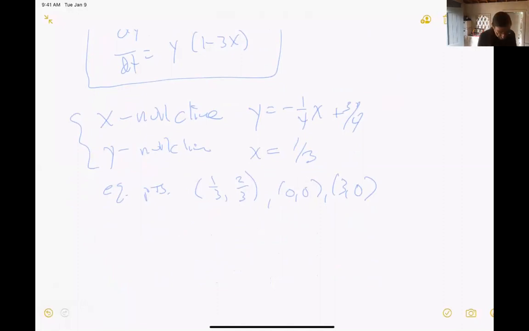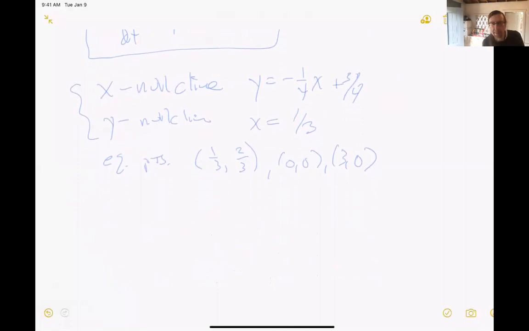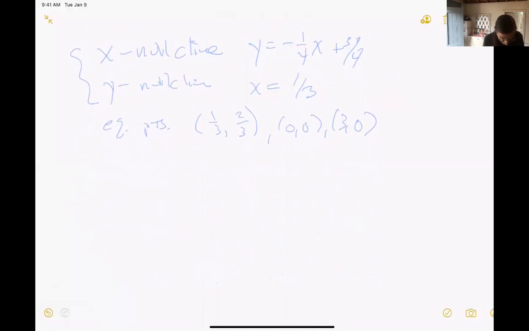All right, so let's draw it. And then they're asking about the eventual fate of the point 1/3, 1, and what happens to that. And that's the question that Amber was confused about. So let's draw it.